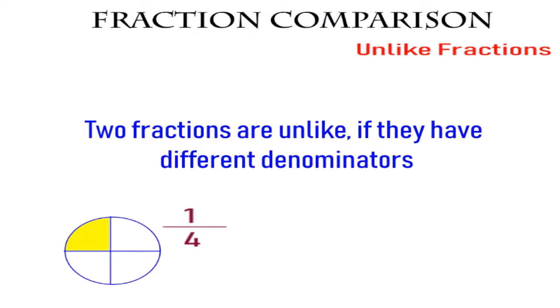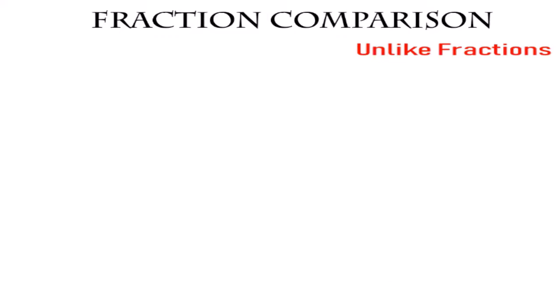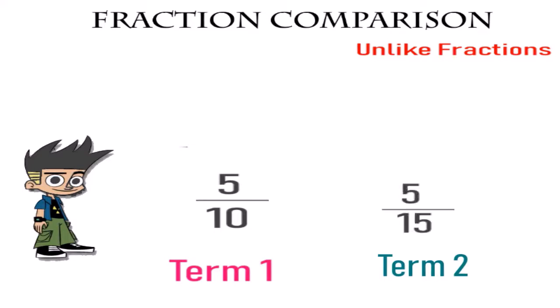We know two fractions are unlike if they have different denominators. Let's compare the fractions. This is John. He got 5 by 10 in term 1, and in term 2 he got 5 by 15. Let's compare in which term he got more marks.